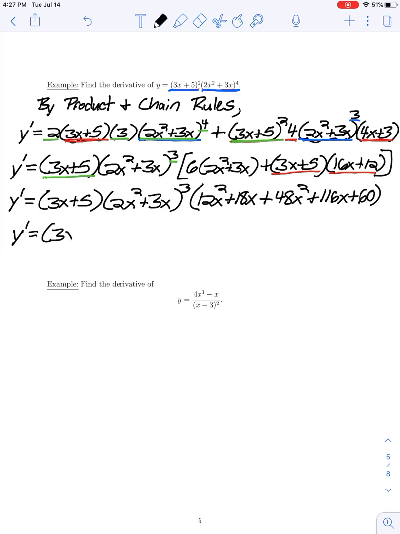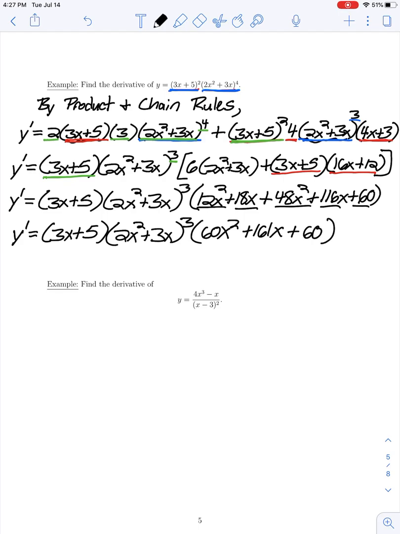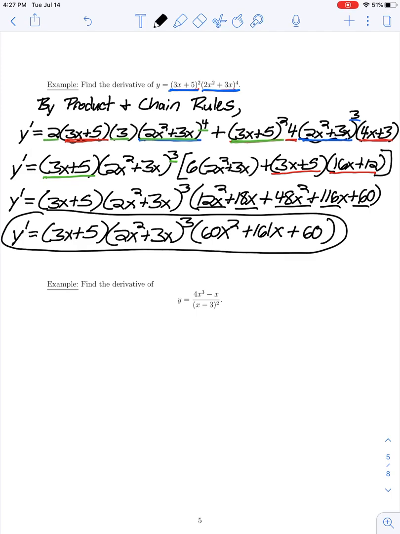Or combining like terms, in that last factor, I have altogether 3x plus 5 times 2x squared plus 3x to the third. And then my 12x squared plus 48x squared is 60x squared. I have then, let's see, a 18x plus 116x, which would give me a 134x, and then plus 60. All right. So here, this would be our expression for y prime, our derivative, in simplified factored form.